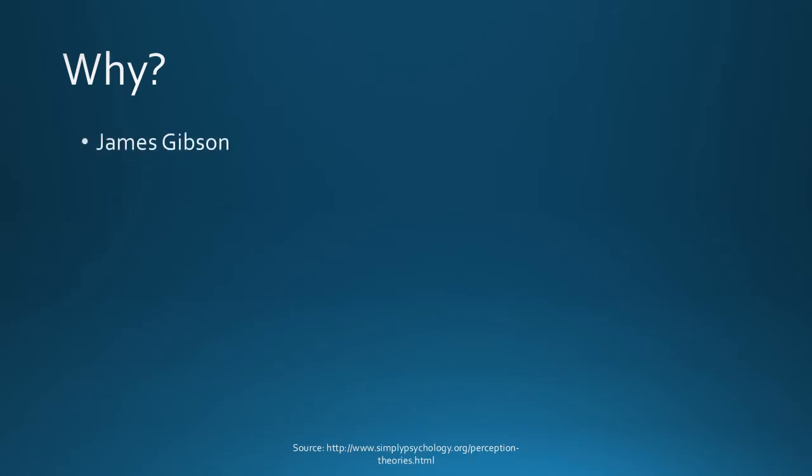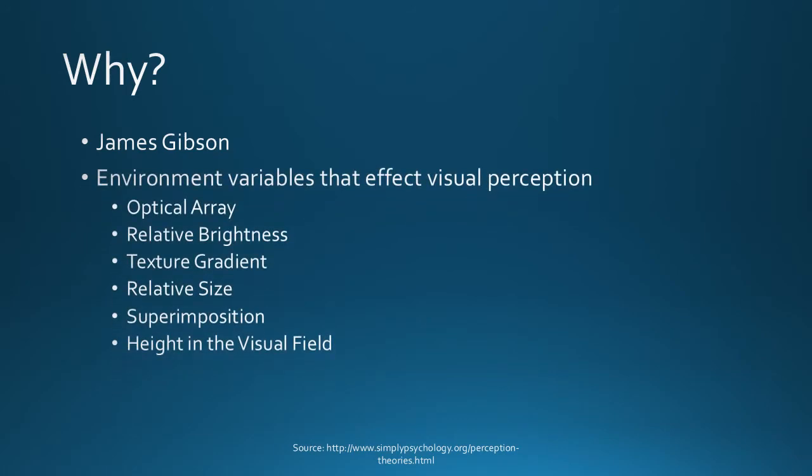In 1966, James Gibson proposed the theory that we use bottom-up processing in vision. He noted 6 affordances in this, noting specific cues in our environment that affect visual perception. They are optical array, the patterns of light that reach the eye from the environment, and relative brightness: objects with brighter, clearer images are perceived as closer.